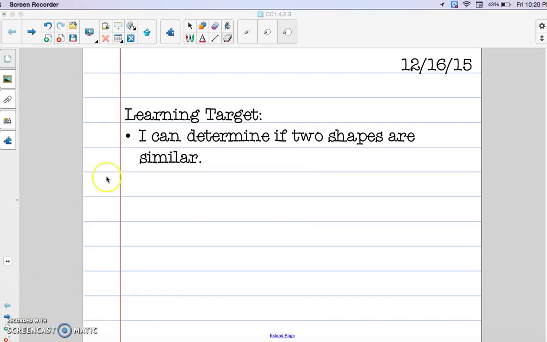Alright, so today our learning target is to determine if two shapes are similar. If you are in my class, this would be a good idea to copy down the learning target and to follow along in your notebook.